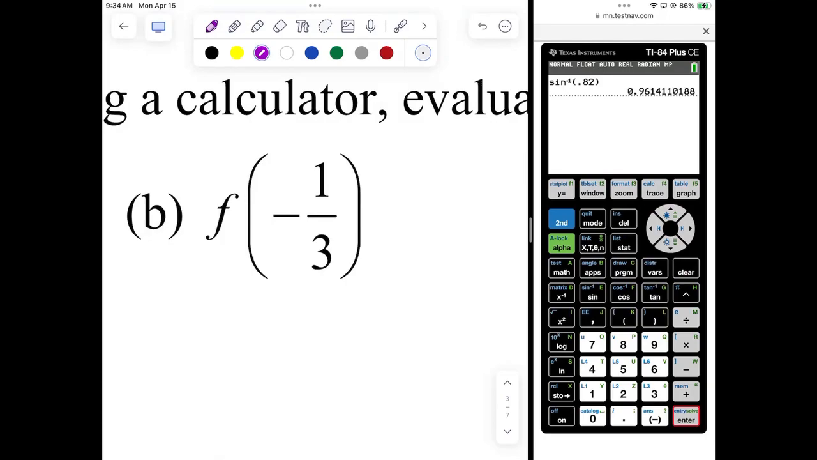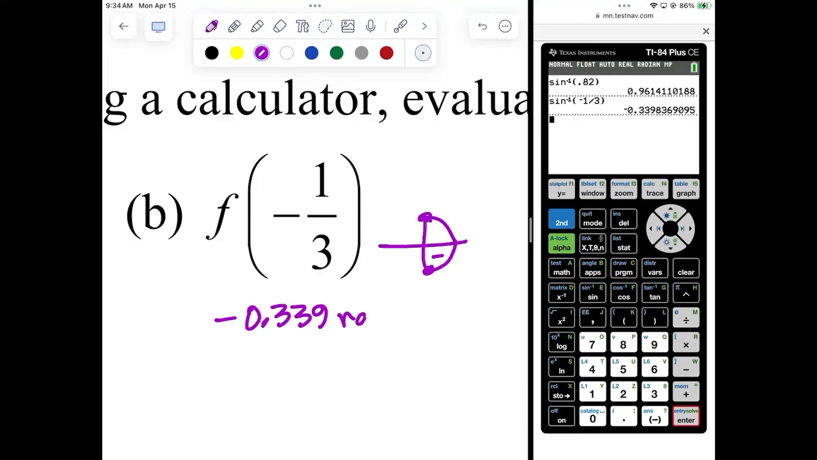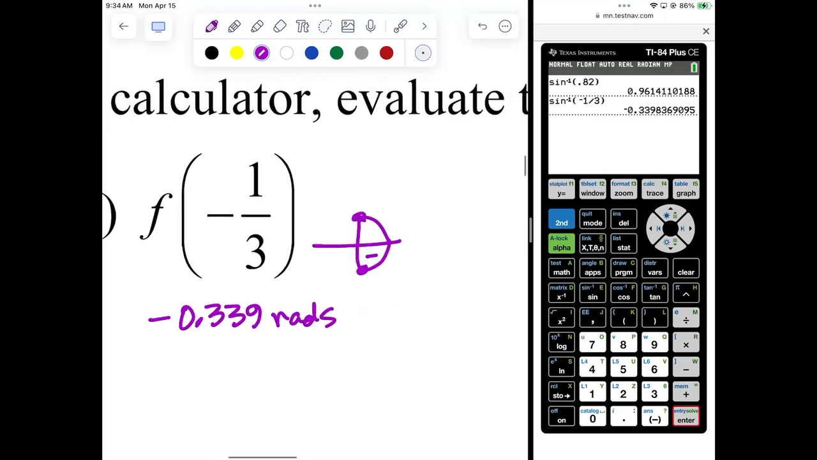What's f of negative 1/3? What quadrant is it going to be in? It's going to be quadrant 4, right? So it's going to be a negative acute angle. Second sine of negative 1 divided by 3. Let's just write it down. Negative 0.339 rads. I put rads to remind us that it's an angle. Is that a negative acute angle? Yeah, it looks good.